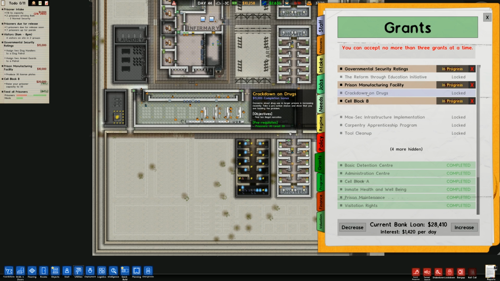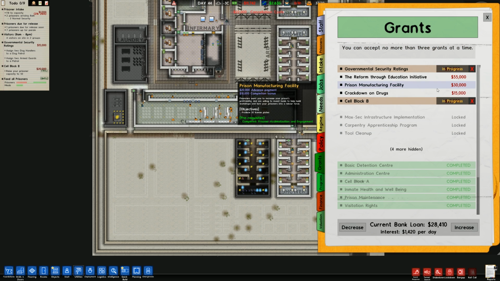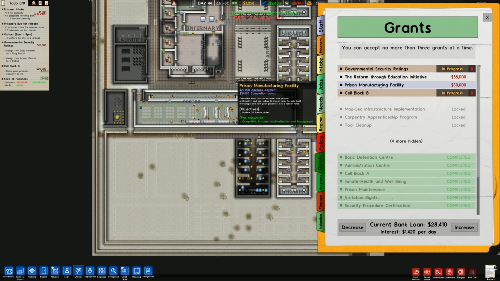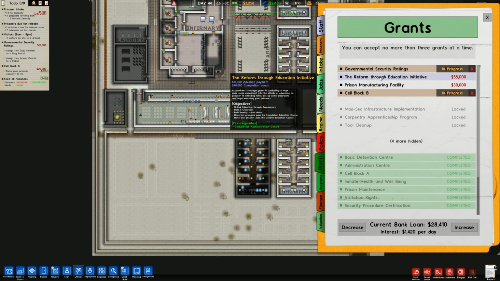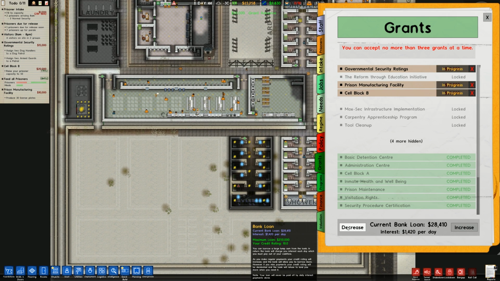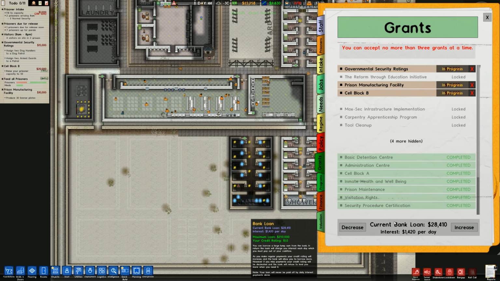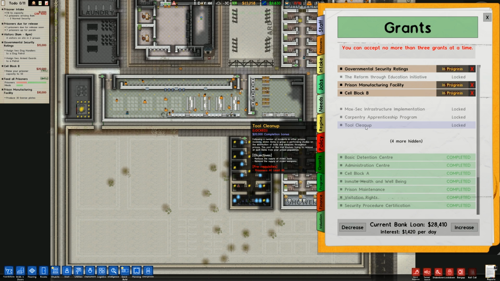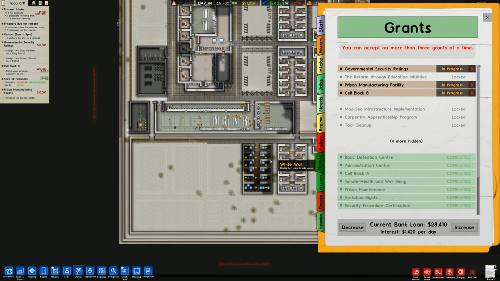We can actually stop manufacturing facility and go for find 10 illegal narcotics, which is now straight away done. And then we'll go for manufacturing facility, which gives us a nice chunk of change. We will decrease the bank loan by... Oh, we can. I thought I was going to be able to decrease it by a little bit, but it looks like that is not going to be the case. Okay, we'll see how we get on.